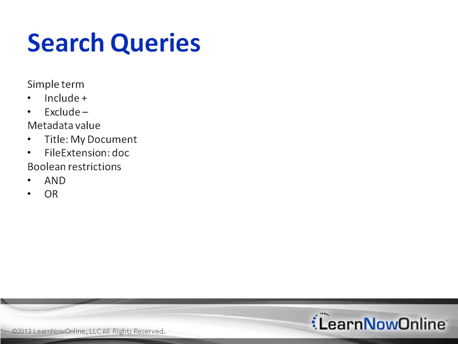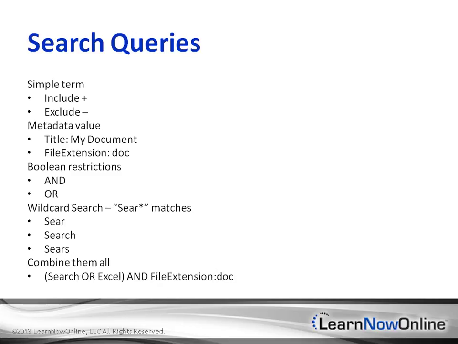And of course, when you're not exactly sure what you're looking for, you can do a wildcard search using the star. So for example, if you put SEAR star, this will match SEAR, search, or SEARs. And if you're really feeling ambitious and you want to try to get specific results, you can combine them all. You can use parentheses, such as (search OR Excel), that will do the search first, and file extension equals stock.